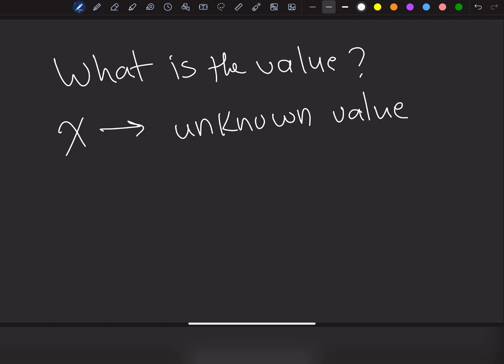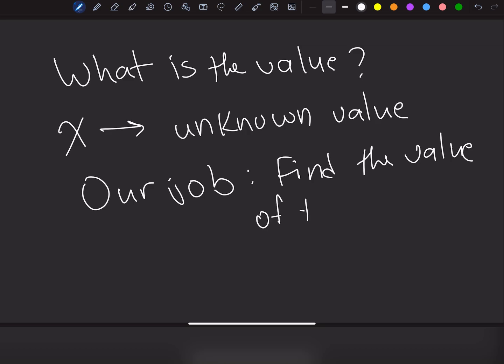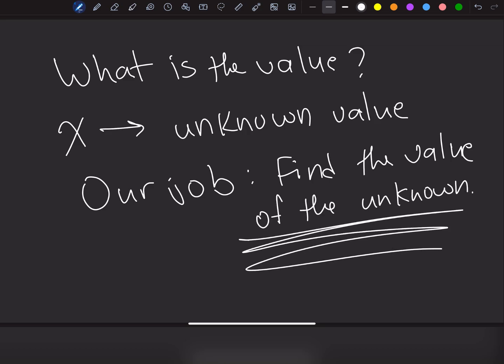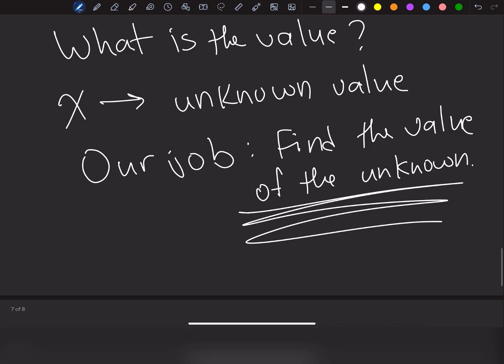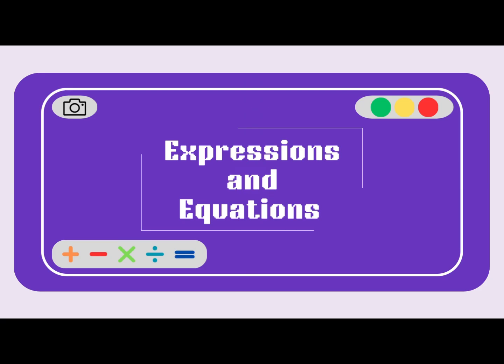So what is our job? Our job is to find the value of the unknown. To find the value of the variable. How can we find the value of the unknown? Well, in algebra, we use what are known as expressions and equations. What is an expression?